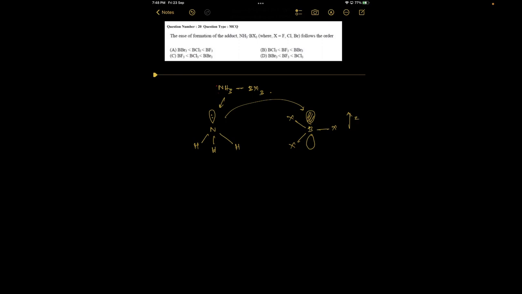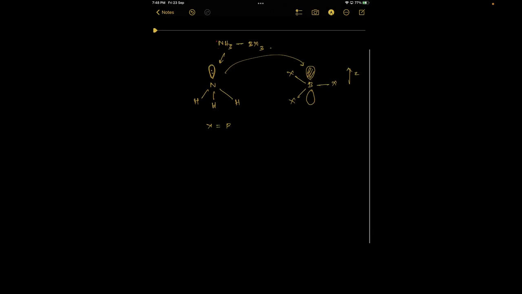Now this adduct or Lewis acid base complex will form easily if the energy corresponding to this lone pair of nitrogen and the pz orbital are similar to each other. That means if the pz orbital is vacant, then the nitrogen lone pair will easily donate its lone pair of electron to the empty pz orbital and the adduct will form easily. Now interestingly, for the X equal to F case, that means BF3, let's first draw the structure.